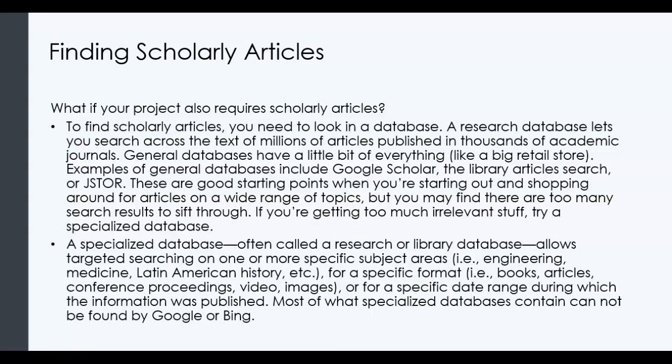Finding scholarly articles. What if your project also requires scholarly articles? To find scholarly articles, you need to look in a database. A research database lets you search across stacks of millions of articles published in thousands of academic journals. General databases have a little bit of everything, just like a big retail store. Please pause this video to continue reading through this slide.